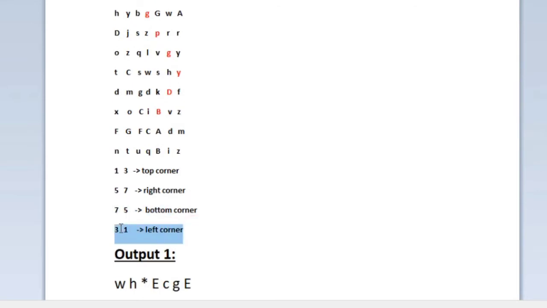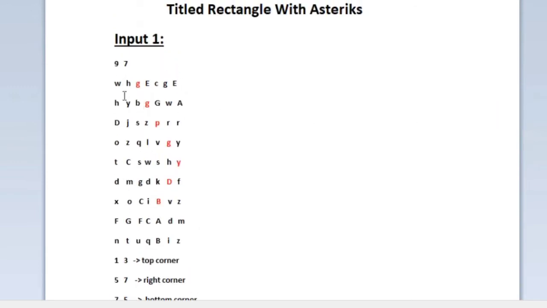And now the last coordinate is the left corner, which is present at the index third row first column. The character is D. So the character D is present at third row first column. Now we have to link the bottom corner and left corner. That would be the bottom of our rectangle. From D, all the characters present at next row, next column need to be highlighted until we reach the bottom corner of the rectangle. So I am highlighting all the characters present in between these two coordinates.